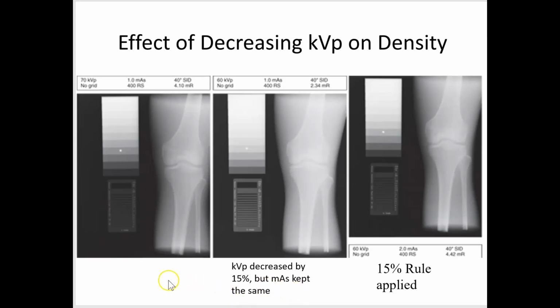All right, and this slide is an example of what happens with an exposure here, 70 KVP at 1 MAS. What they did was they changed their KVP. They lowered KVP by 15%, but kept the MAS the same. And what happened? You end up with a light image, half the density. So you have to use that 15% rule. If you decrease your KVP by 15%, you need to double your MAS. So they went up to 2 MAS. Now we have a much better image here.